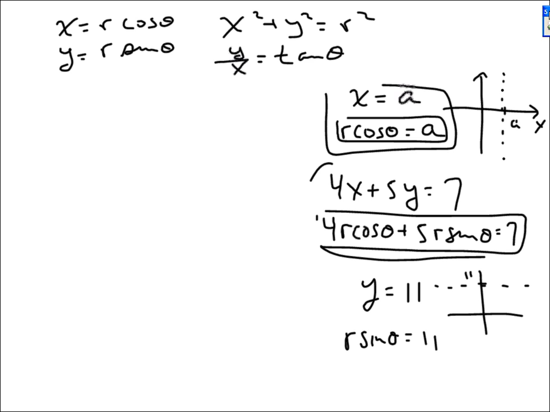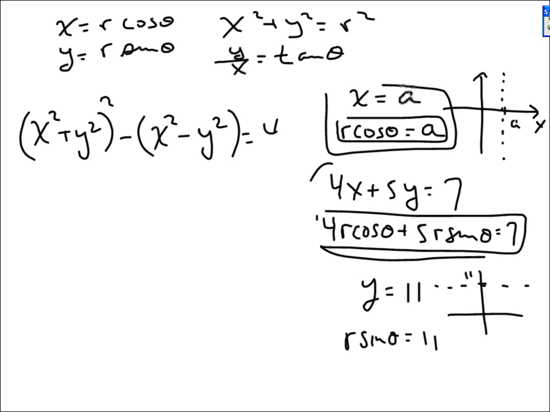Suppose you're given (x squared plus y squared) minus (x squared minus y squared), let's square this, equals 4. Well, x squared plus y squared, that's r squared, which I have to square. Minus, let's just say minus 4. That way there's a reason not to distribute the 4 with a minus sign. Well, x squared.